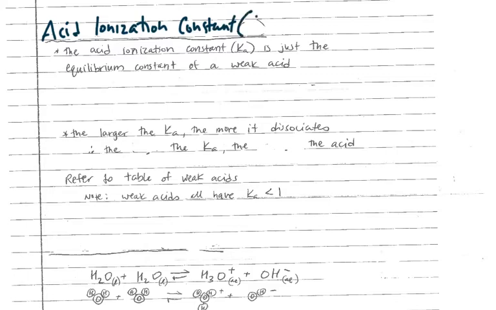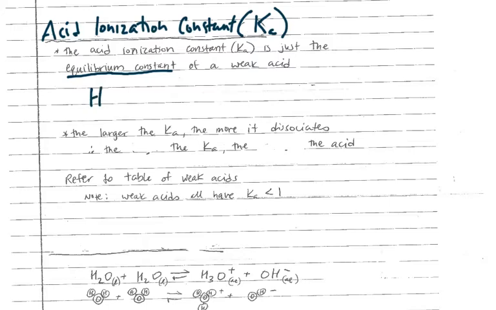Which is abbreviated as capital K sub A. And you may be thinking, wait a second, wasn't capital K what we used for equilibrium constant? And if you're thinking that, you are correct. And it is correct here too, because the acid ionization constant is just the equilibrium constant of a weak acid.